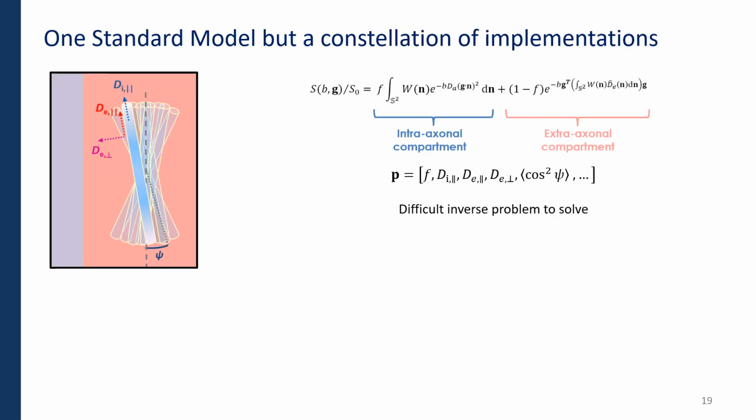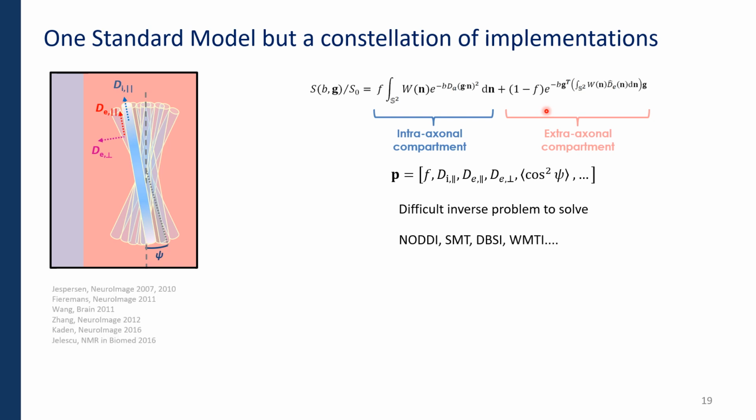So this so-called white matter standard model seems quite simple when we describe it, and it has a certain number of parameters. But if you look at the literature, there's actually a constellation of implementations of this same model. And the reason for this is that once we write the equations analytically and we try to estimate the parameters from the data, we realize it's a very difficult inverse problem to solve.